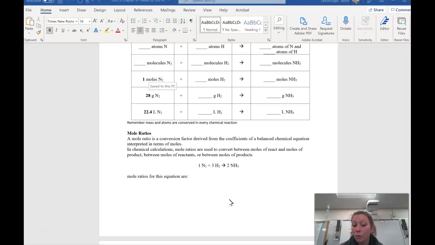Now we're going to add mole ratios as additional mole conversions that we can use, but these are specifically used to move from one substance to another in a balanced chemical reaction. So let's take a look at the N2, the H2, and the NH3, and let's write out those mole ratios for that.